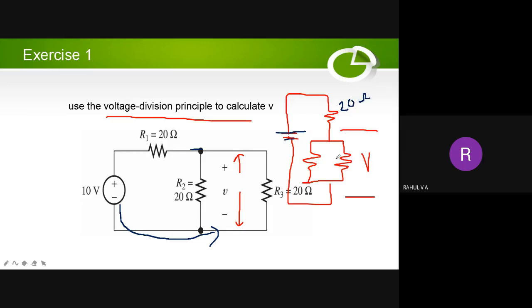Now what I have to do is, first I have to simplify this parallel resistance before finding the voltage across these two. So 20 and 20 ohm resistances in parallel, find the value, then apply the voltage division principle and tell me the answer. Find the answer and tell me.